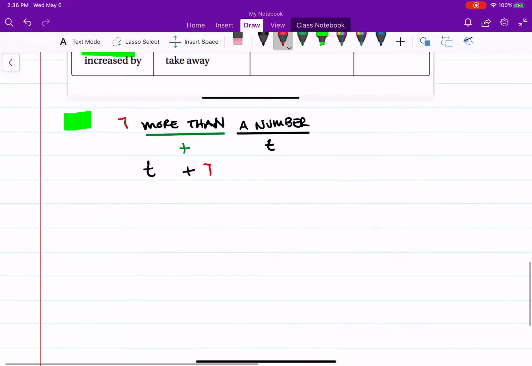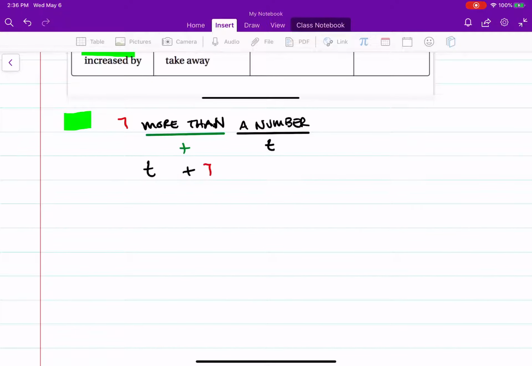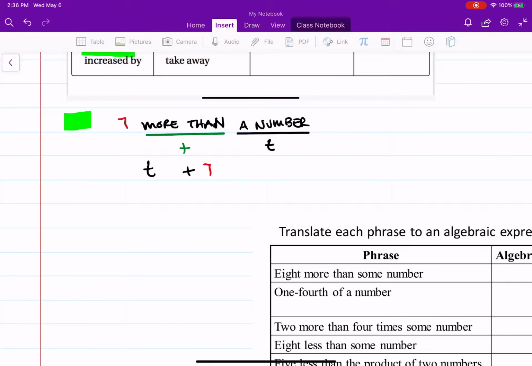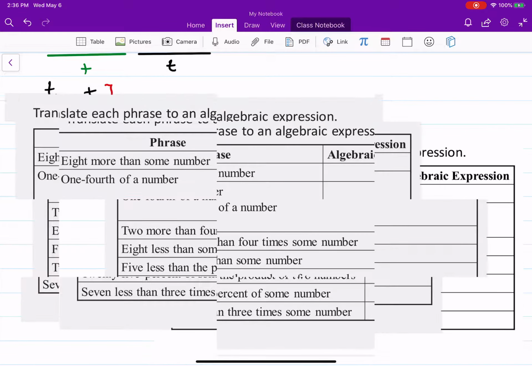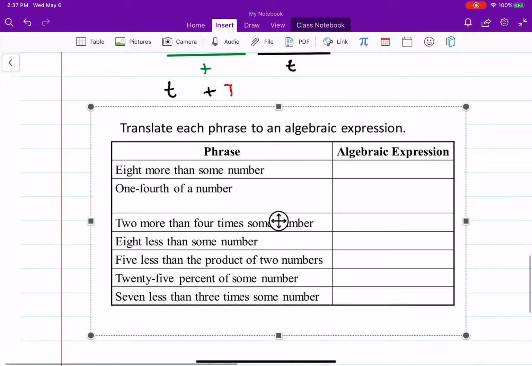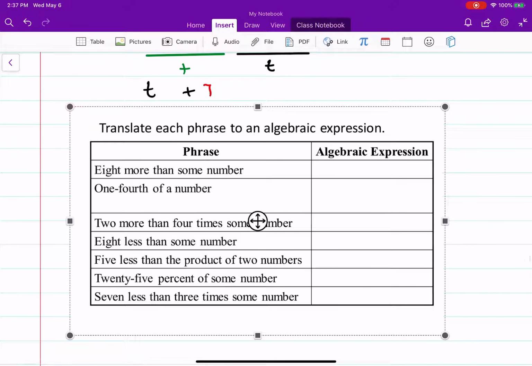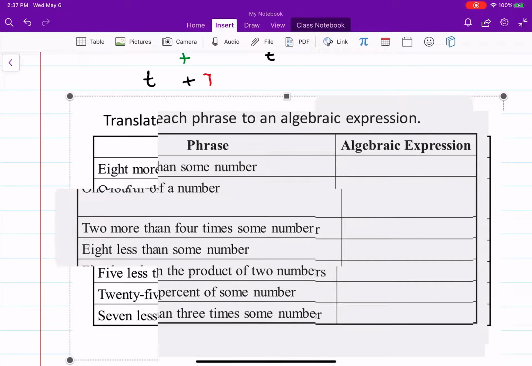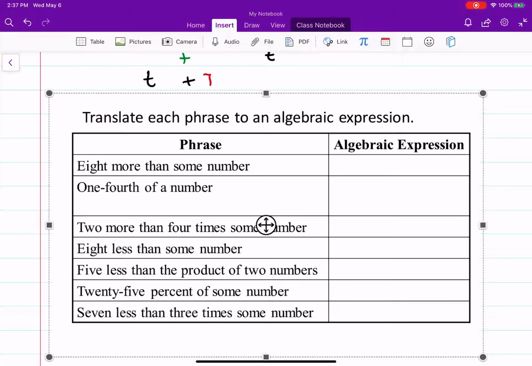All right, so let me insert another table here. And this table is something that we can actually go ahead and practice, or fill out, I should say. So let's make this a little bigger. Move this a little over a little more. There we go.